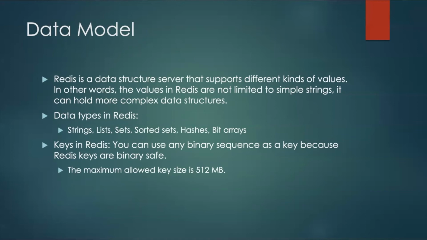Redis is a key value store. The keys in Redis are binary safe, which means you can use them with any binary sequence. For example, you can use the string foo as a key, that's fine. But you just need to note that the maximum allowed key size is 512 megabytes. And some rules for setting your keys are that you can't use a key that's too long or too short, so you need to find the balance between those.